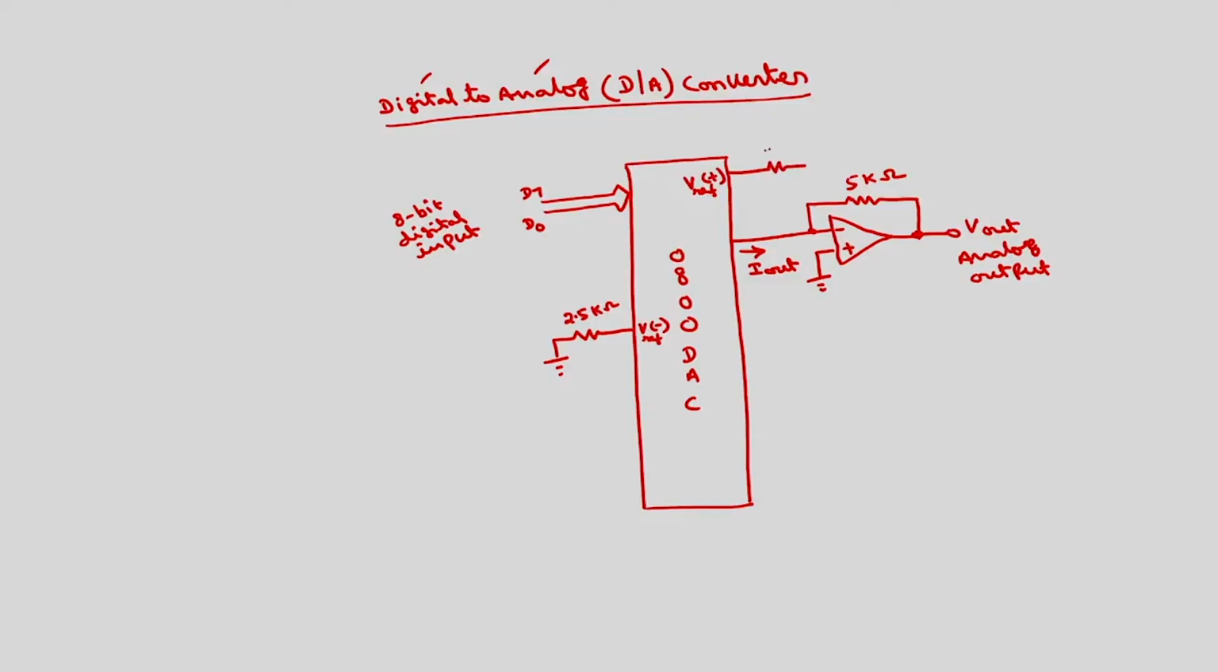V reference plus, we are going to connect through some 2.5 K to some V reference voltage, normally 5 volts to 12 volts. Then the I reference will be given by V reference divided by R reference. So, in this case this is R reference. So, this current comes to 5 by 2.5 kilo ohms, which is 2 milliamps.